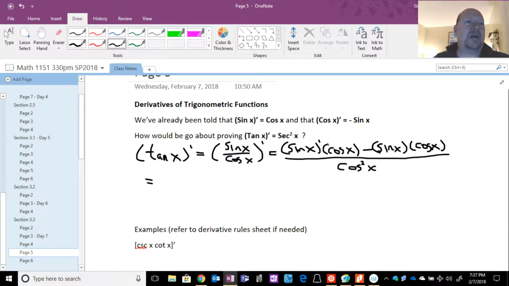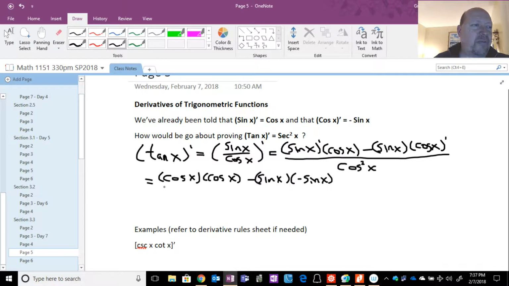Okay, so the derivative of sine is cosine, so that's going to be cosine of x times cosine of x left there. And I forgot to put the prime on this cosine x. We're supposed to differentiate that. So it's going to be minus sine x times negative sine x, since that's the derivative of cosine, over the cosine squared x. And then simplify that. It's going to be cosine squared x.